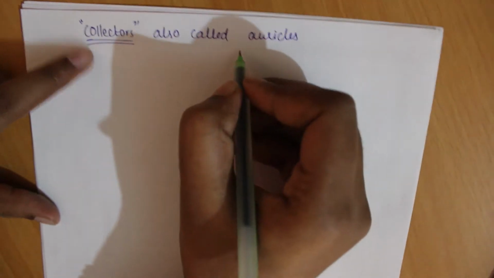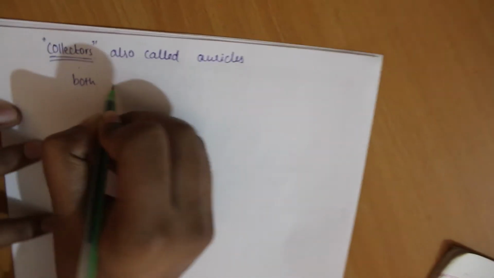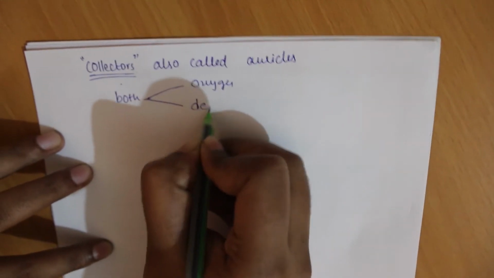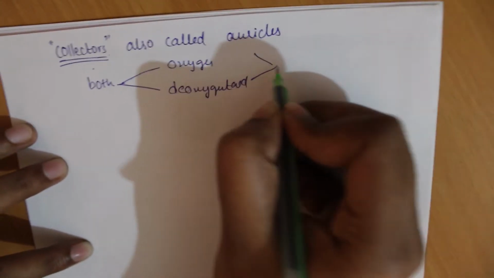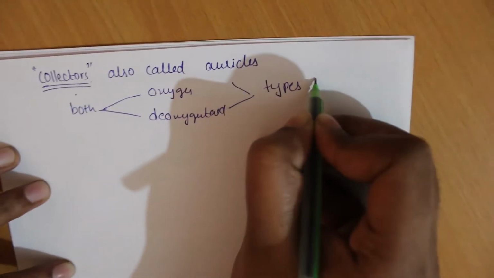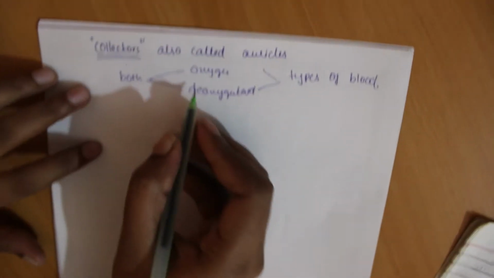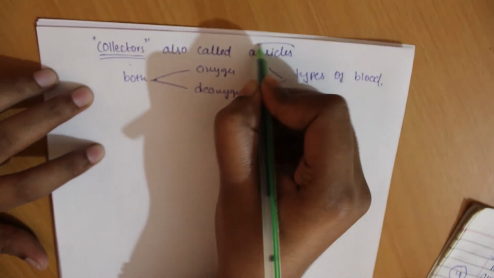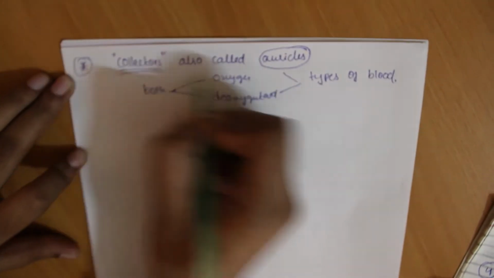Why it is called the collector: both oxygenated and deoxygenated blood, these are the types of blood. As it collects both types of blood into the chambers, these are called the collectors. This is the special note of the auricles.